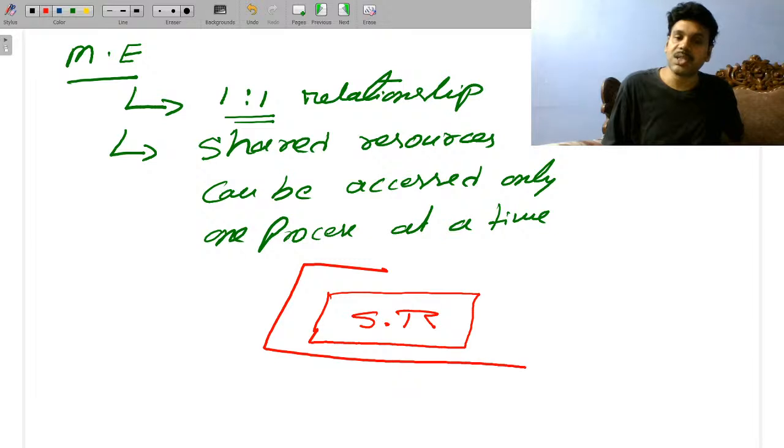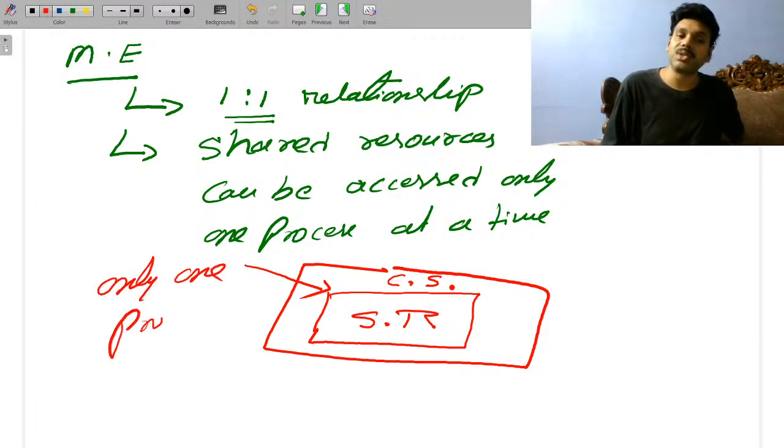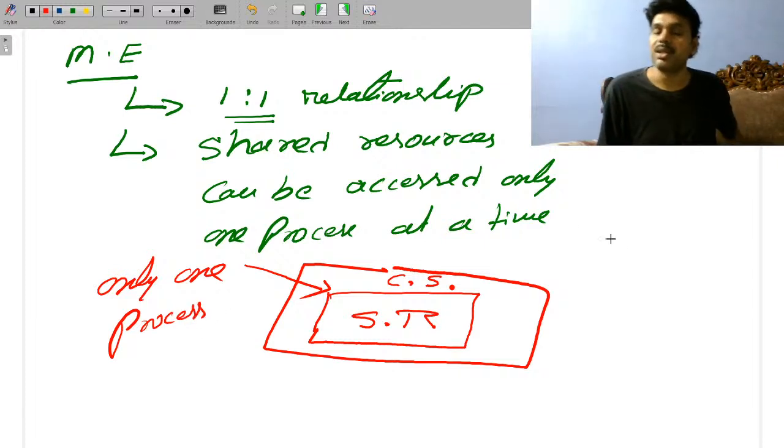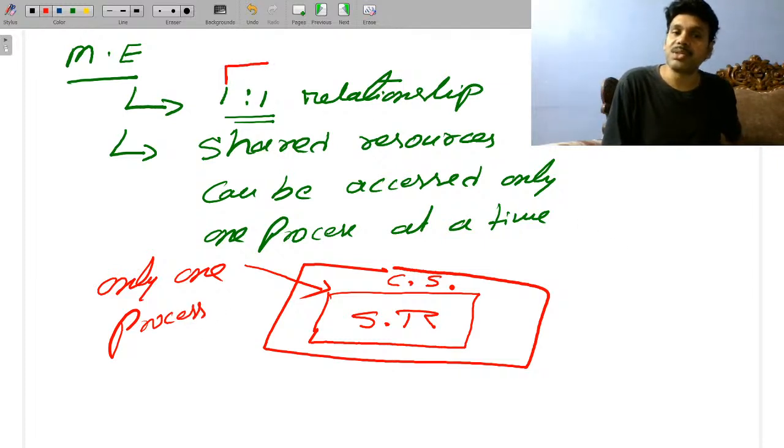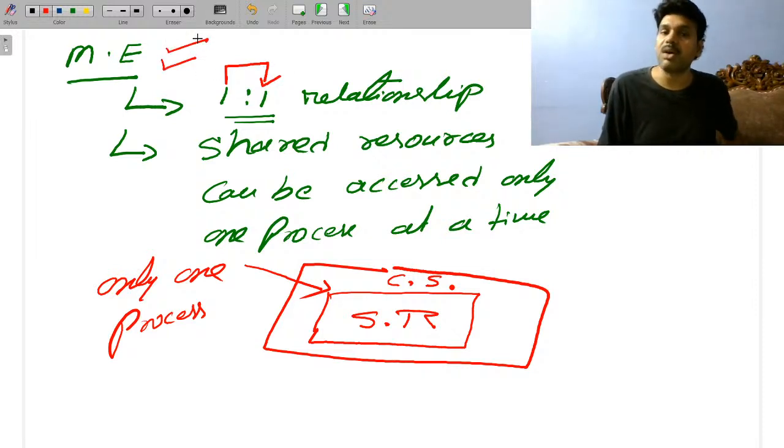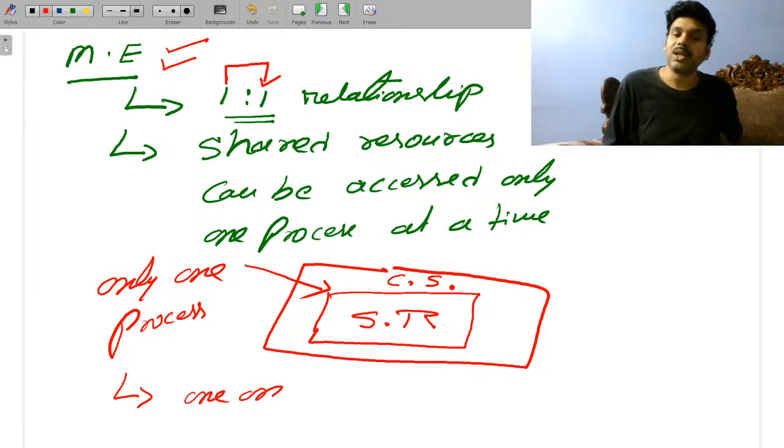This shared resource is under the protection of your critical section. So inside the critical section, how many processes can there be at a time? Only one process at a time. Only one process can be inside the critical section. Whenever only one process is inside the critical section, mutual exclusion is satisfied. Please understand carefully. Mutual exclusion is telling you that only one process can access the critical section at a time. Only one process must be inside the critical section.